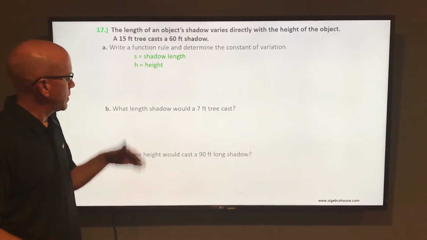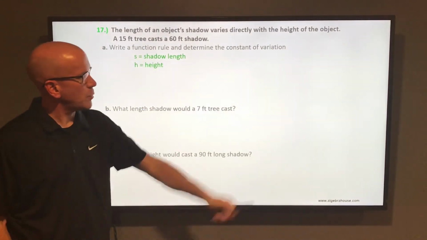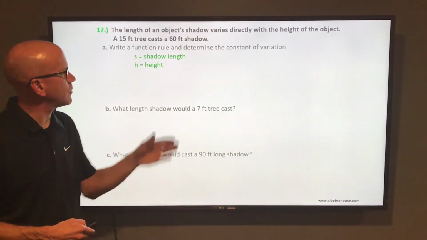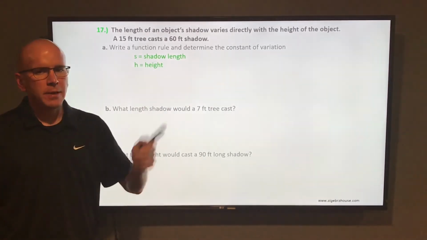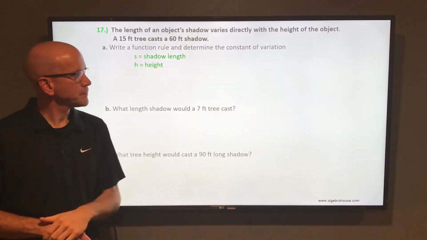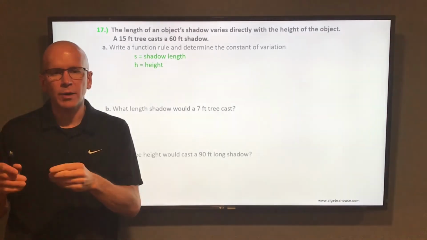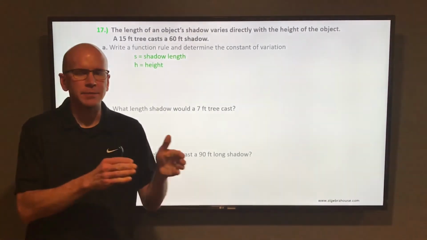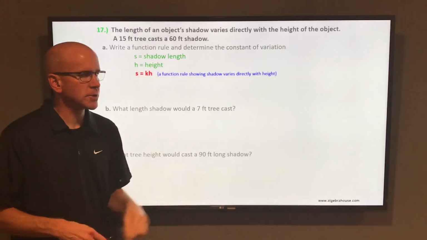We have 3 things to do here, A, B, and C, and then we're done. The length of an object's shadow varies directly with the height of the object. A 15-foot tree casts a 60-foot shadow. I'm going to say that S is a shadow length and H should be the height. So to write the function rule, the shadow varies directly with the height. Just like y varies directly with x, that's written as y equals k times x. This is written as s equals k times h. There's your function rule.